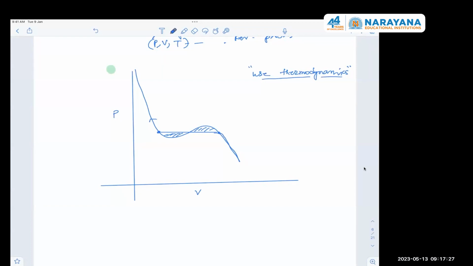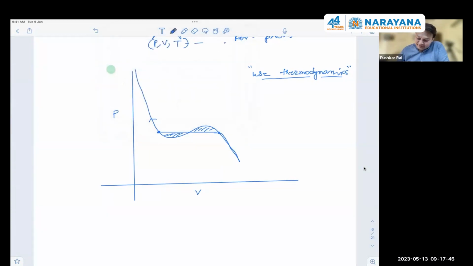Net work done is 0, so both should be equal. Yes, that guess is very good, but show me how net work done is 0. P delta V comes out to be 0. Okay, since you have done very wild guessing, I love this, so I'm going to give you the answer. Very good. And that should be the spirit.